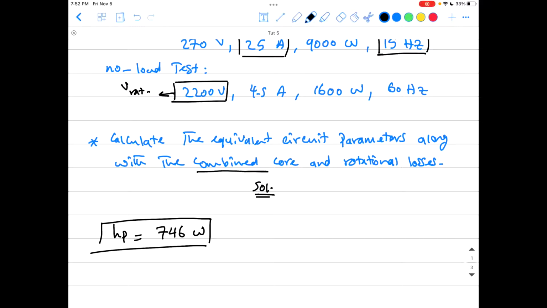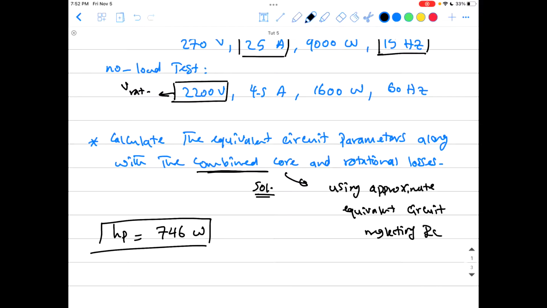Very good information here: it asks you to calculate the equivalent circuit parameters along with the combined core and rotational losses. That means the core losses are combined with the rotational losses as a constant loss, and that means we are using the approximate equivalent circuit. If it didn't say that, you cannot use the approximate equivalent circuit on your own. You have to use the exact equivalent circuit, guys. The approximate equivalent circuit is a little bit less accurate compared to the exact equivalent circuit, where you have R C in the circuit. So that's using the approximate equivalent circuit, neglecting R C.